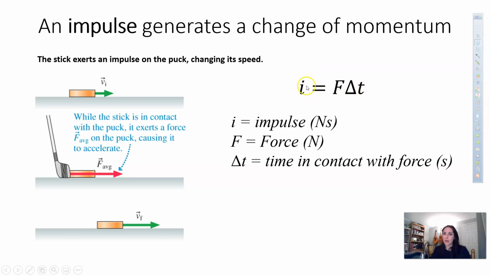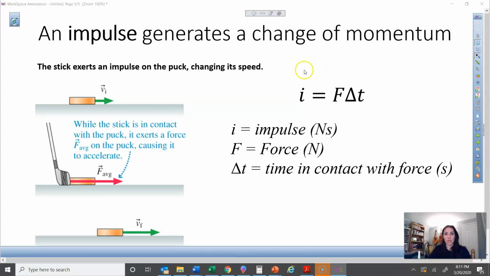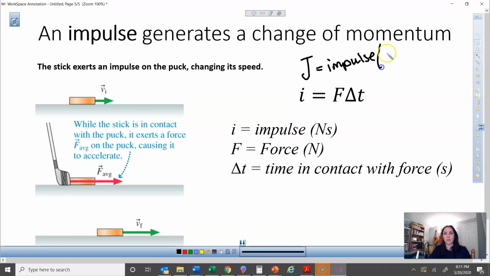Now, a quick notation. I like to use I for impulse. Online on the homework, they use capital J. This is just a notation, so just note that you'll see this difference with the online homework. Again, I like to use I instead of J. It's just a personal preference. And in fact, if you want to use J, it's totally fine, but I'll continue to use I.